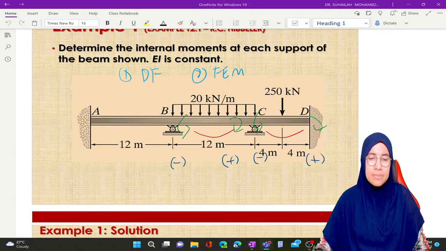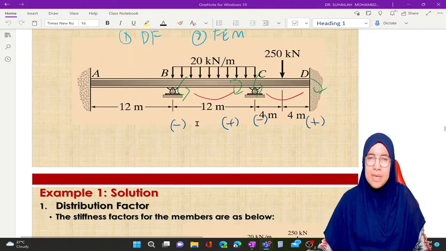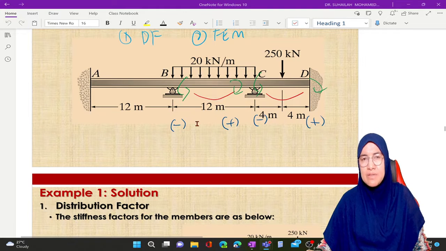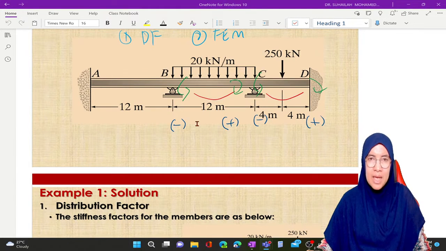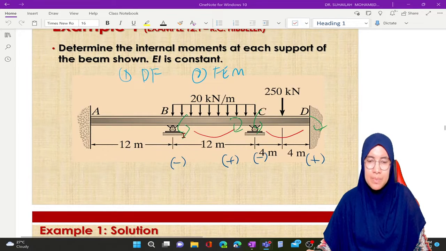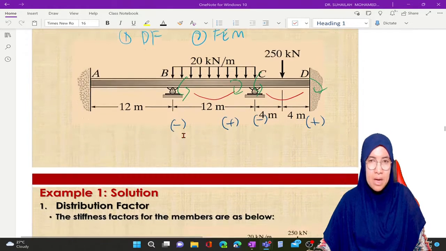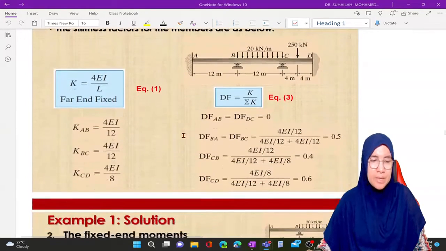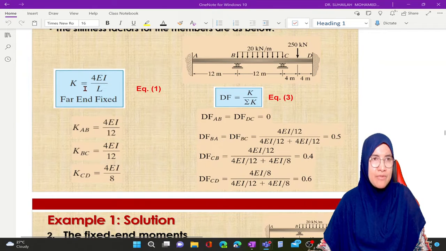Okay, so K for member AB, member stiffness for member AB, member stiffness for member CD. Since A is fixed, D is also fixed. So all members in this example, we use 4EI over L, which is for the far end fixed formula. Okay, so we use far end fixed here. It is 4EI over L.